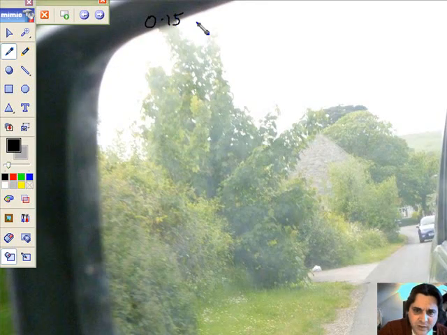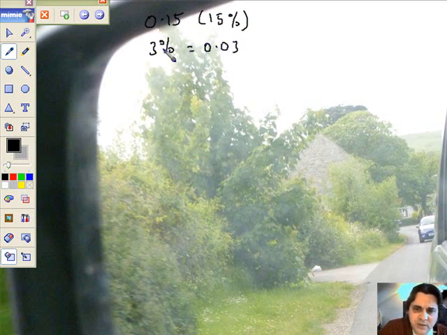0.15, what was that originally? 15%. I mean, there's nothing to it really. Let's pick some more dodgy ones. I've got 3%. What's that going to be? 0.03. All you're doing is shifting decimal points back twice to the left, effectively dividing by 100. 9%, what have we got there? Well, doing that, 0.09.